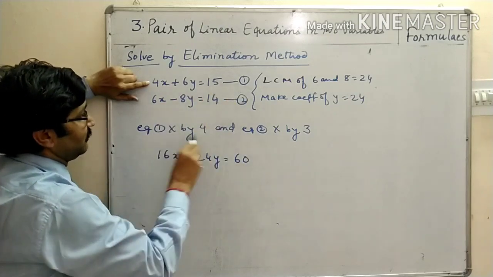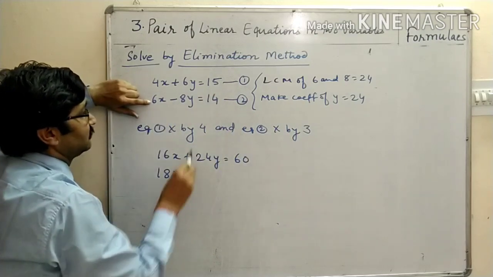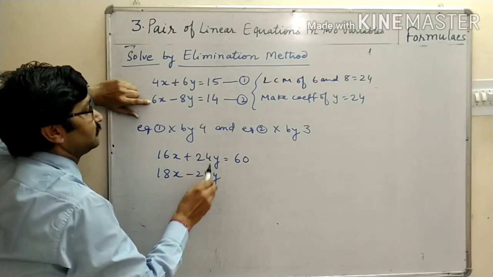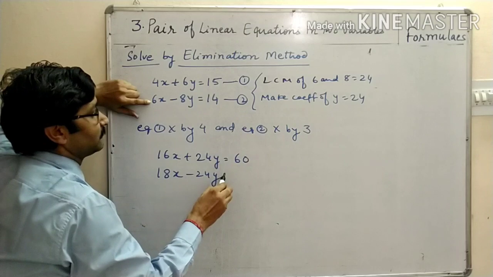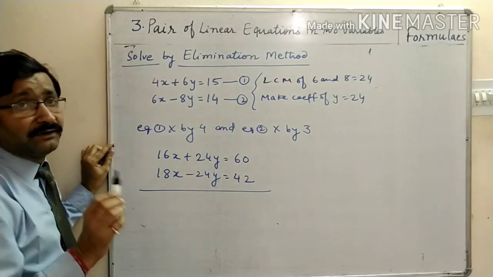So all these numbers you multiply by 4. Similarly, the second equation you multiply by 3. 6 times 3 is 18x, 8 times 3 is 24y, and next is 14 times 3 is 42. This you subtract. Look here, you have to subtract or add according to the sign.